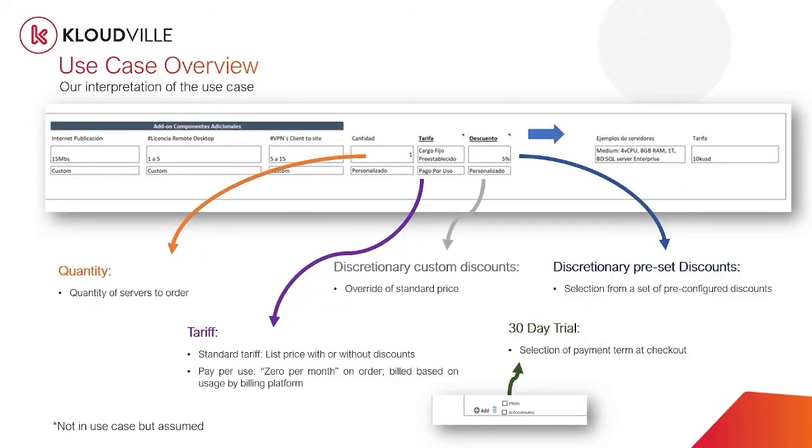We'll show you how we apply the custom discounts. We're assuming that there's a need to apply personalized discounts, like overriding the price, and some preset discretionary discounts, such as 5% off or 10% off. We'll show you both of those. And then finally, the ability to select a trial component.